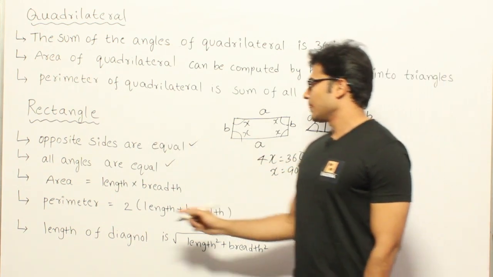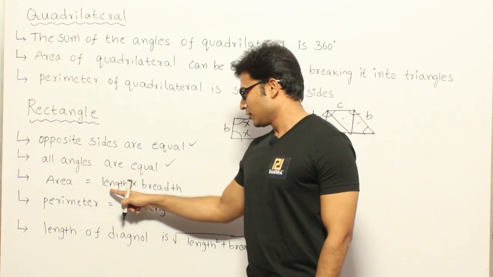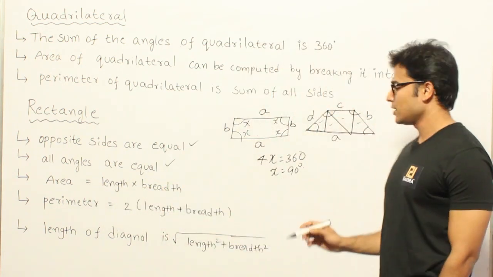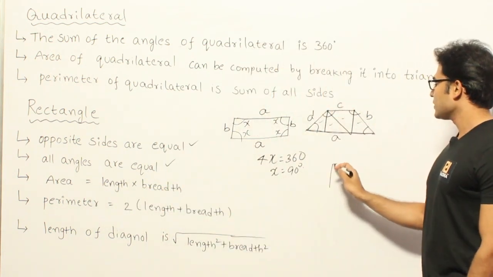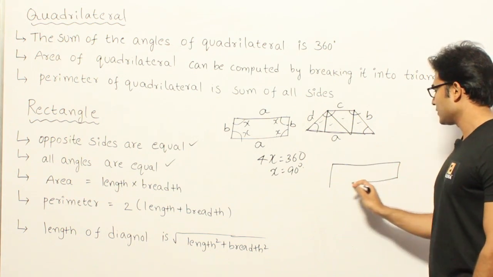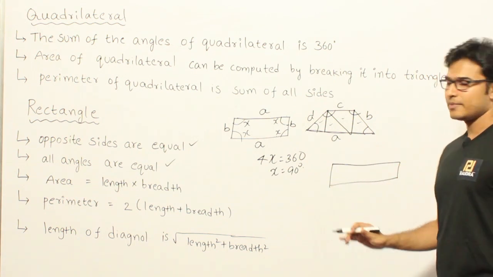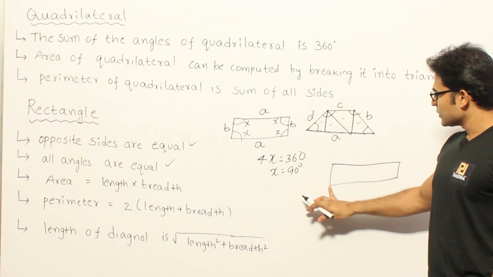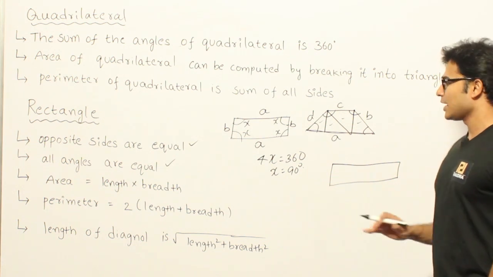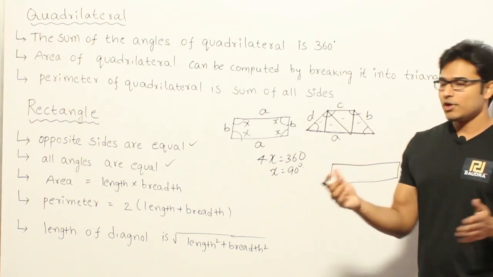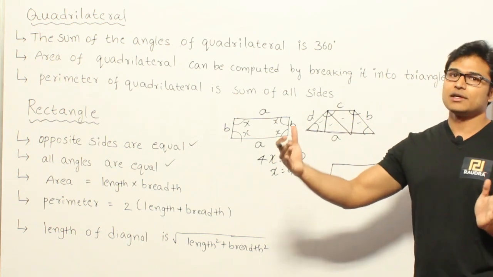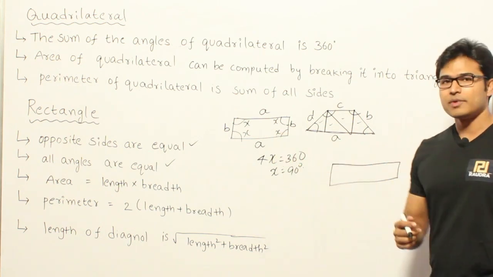And now the area of this rectangle is equal to length into breadth. In general we take this one as the length. You can take anything, that doesn't matter. In general, it is a convention that we take the length to be the larger one among these 2 sides, and the other one we take to be the breadth.